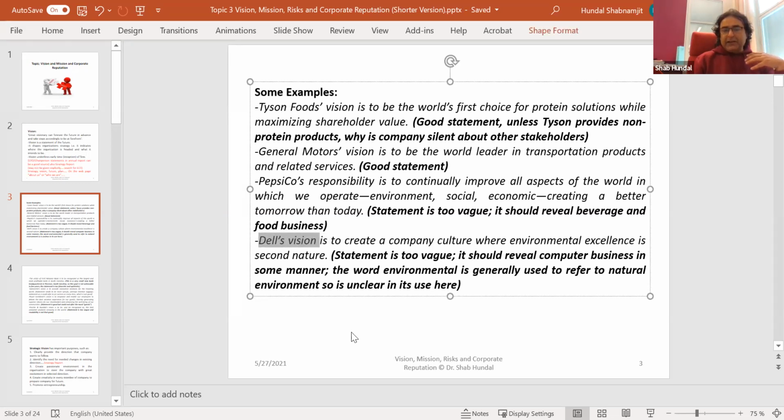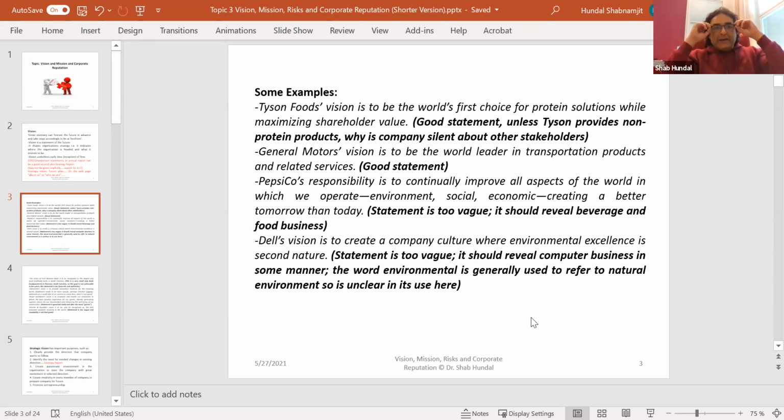So again, it's a very loosely defined definition. When I see PepsiCo and Dell's vision, it reminds me, please don't mind, it's a very bad example, of a Miss Universe or Miss World pageant, where every time they ask the contestants in the final round, what would you do if you win the prize?